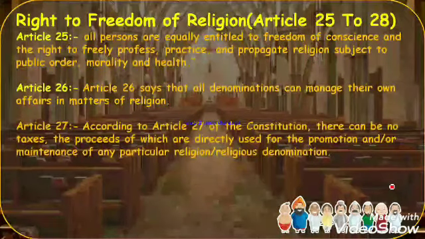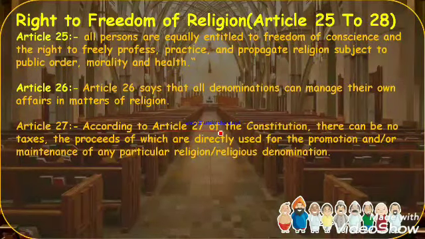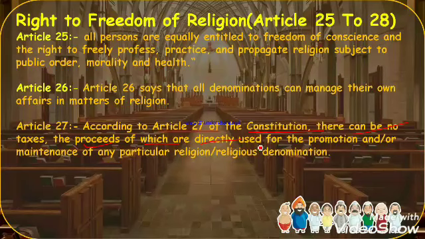Okay, now let's see Article 27. According to Article 27 of the Constitution, there can be no taxes, meaning you cannot charge. For example, there is a Hindu rally and the government cannot charge in the name of tax, because it is related to religion and may cause public conflicts between the government and the religious people. Therefore, Article 27 says that there can be no taxes.